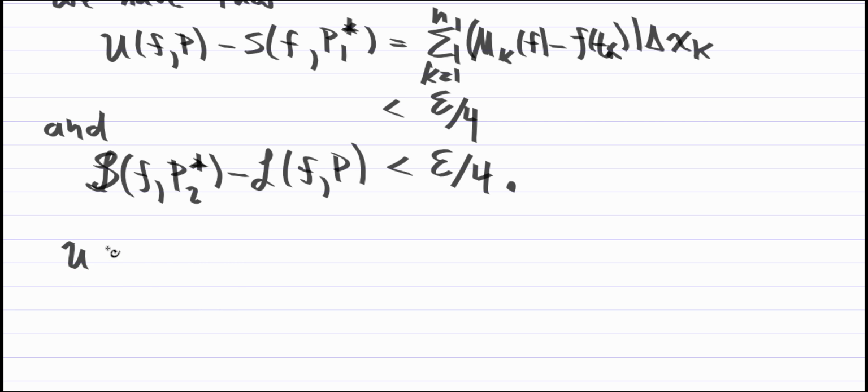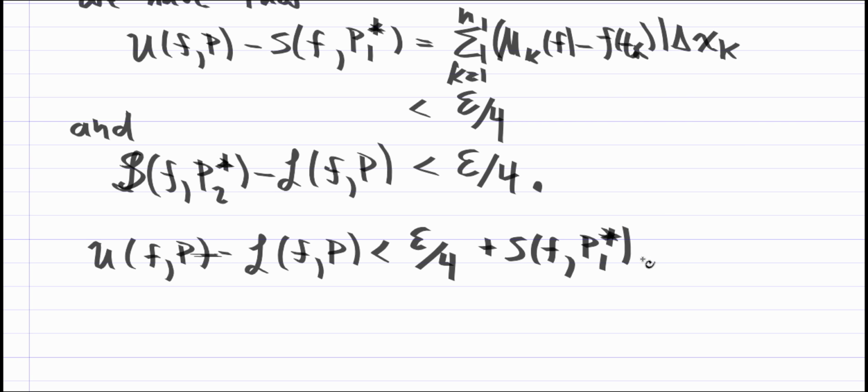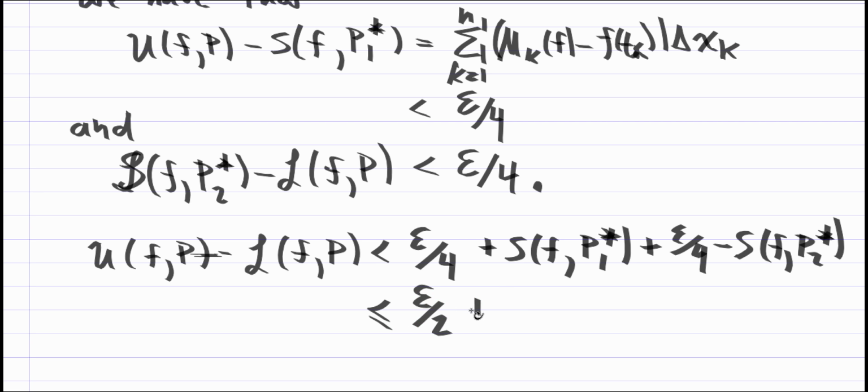So now putting this together, we'll have that U of f P minus L f P, well, basically, I'm going to add these two inequalities together and then bring the S terms over to the other side, and that'll give me less than epsilon over 4 plus S f P1 star. And then I'll, of course, have a subtraction here, so I've got plus epsilon over 4 minus S f P2 star, which is, of course, less than or equal to, I add up the epsilon terms, and then I take the absolute value of this difference, S of f P1 star minus S of f P2 star.